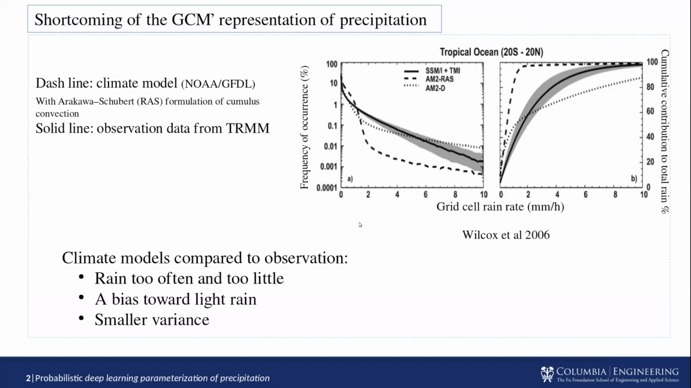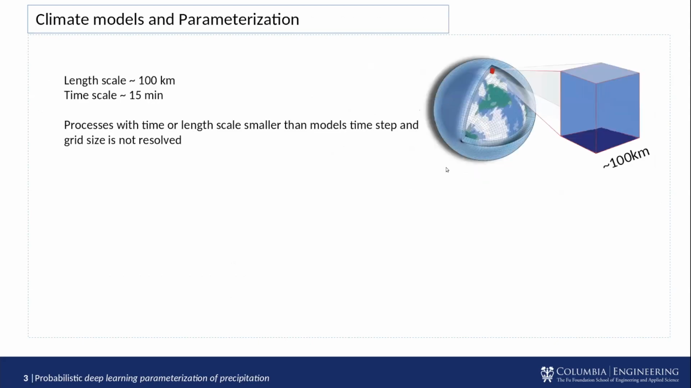Okay, so climate models usually rain too often and too little, and they have a bias toward light rain, and they have a much smaller variance compared to what we observe in the real world. So it's very deterministic, and the more recent approach is to add some stochasticity in order to increase the variance in predicted precipitation. Now, all these problems can be rooted in the way that precipitation is modeled.